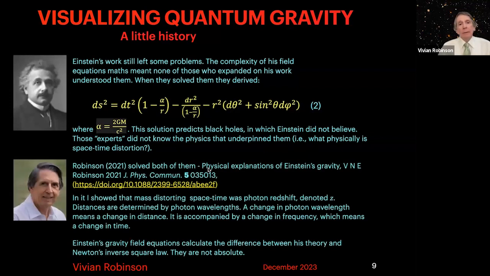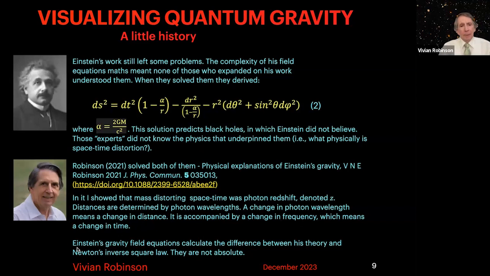I solved both of those with my presentation, Physical Explanations of Einstein's Gravity, published in an Institute of Physics Journal of Physics Communications. The details of it can be found at these two addresses. In it, I showed that mass distorting space-time was photon redshift, denoted Z. Distances are determined by photon wavelength. A change in photon wavelength means a change in distance. It is accompanied by a change in frequency, which means a change in time. They are what space-time distortion means.